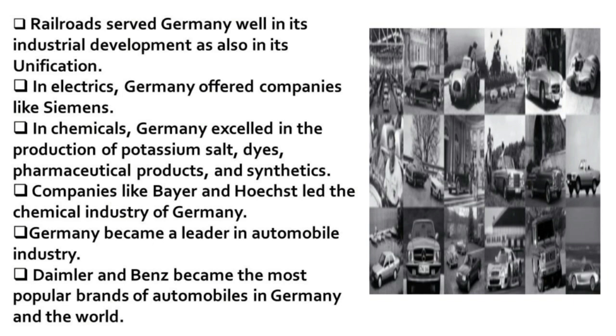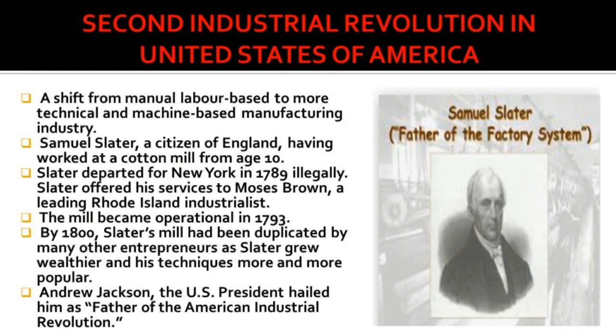Germany became a leader in the automobile industry. Daimler and Benz became the most popular brand of automobiles in Germany and the world. Second Industrial Revolution in the United States of America. Samuel Slater, a citizen of England, having worked at a cotton mill from age 10, had gained enough experience to operate a mill.